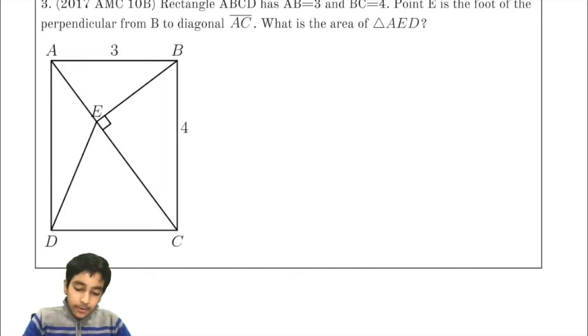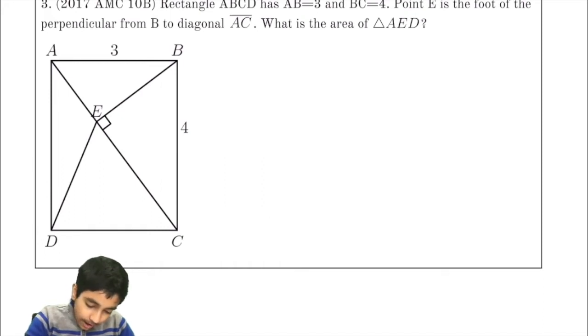Okay, so notice that in order to solve this problem, we need to somehow find the area of AED. So what information do we know? We have a right triangle. Let's try to use the information that we have. Well, since AB is 3 and BC is 4, we can see that AC will have a length of 5. Right? This will have a length of 5.